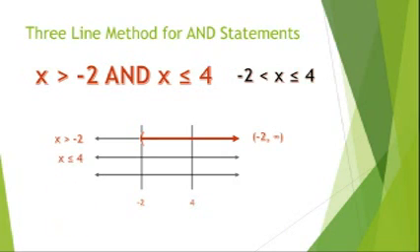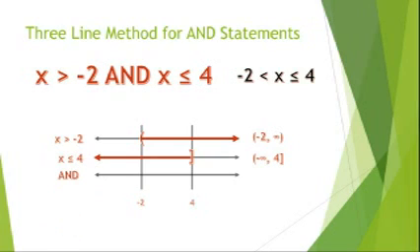Our second inequality, we have x less than or equal to 4, and the endpoint is included, so we're going to use the bracket. And since it's less than, we're going to shade everything to the left. This is going to be all the points from -infinity to 4, including 4.